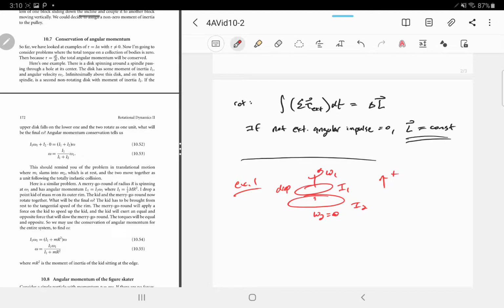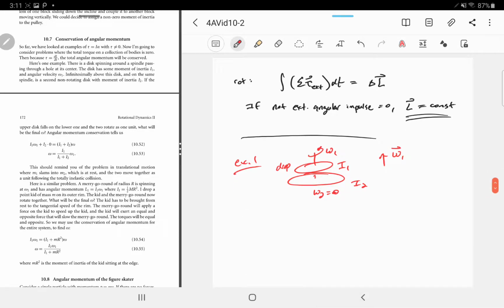And that implies that the omega vector is pointing up. So this is the direction of omega 1, and we're going to call that the positive direction. So the frictional forces on the second disk will tend to speed it up. The frictional forces on the top disk tend to slow it down. And this keeps on happening until omega reaches some final angular velocity that's somewhere in between 0 and omega 1.